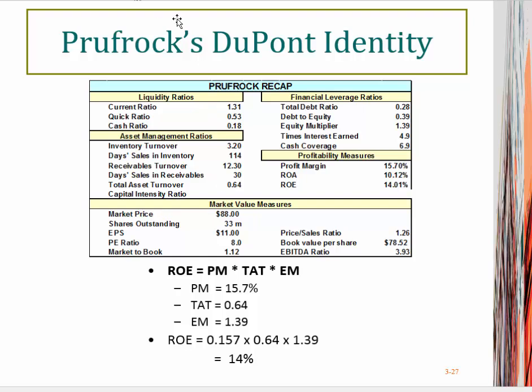So for Prufrock's DuPont Identity, we can do this calculation. We can find out that profit margin is 15.7, total asset turnover is 0.64, the financial leverage multiplier is 1.39, so we roughly get that return on equity number that's around 14%. So as a manager, we need to figure out, how do we increase profits to the shareholders? We need to focus on those three areas.